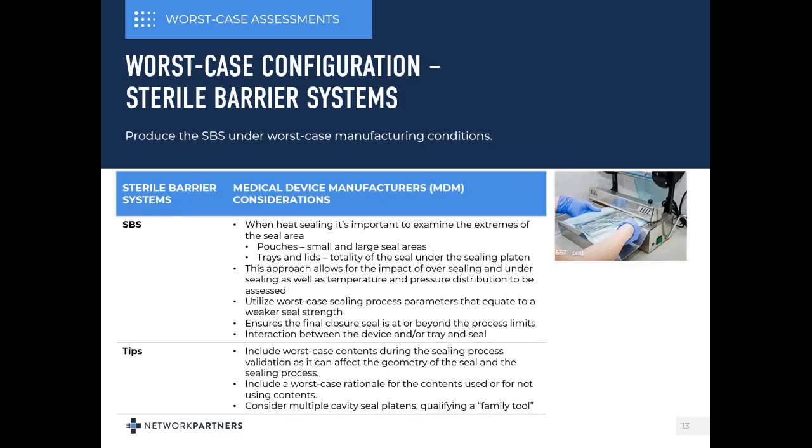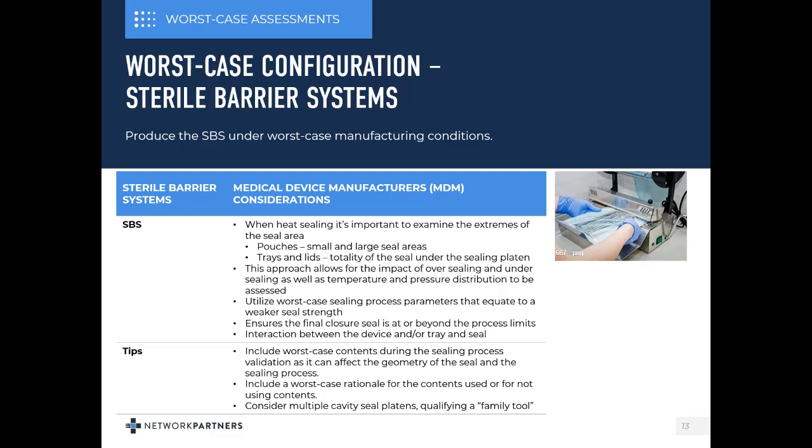So, worst case configurations for the sterile barrier system, which will be produced by us or the MDM, any of our clients here. When heat sealing with the sealer, it's important to examine the extremes of the seal area. For pouches, you're going to look at the smallest and largest sealed areas. For trays and lids, you would probably look at the totality of the seal under the sealing platen, so that would be the seal width area under that sealing platen. This approach allows for the impact of oversealing and undersealing.